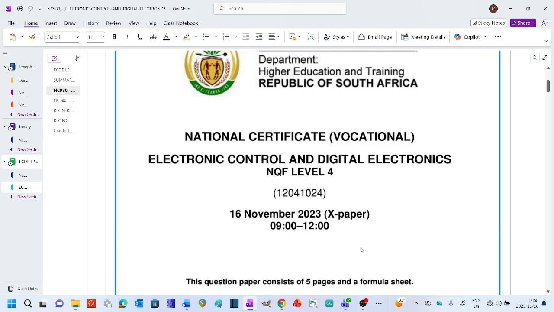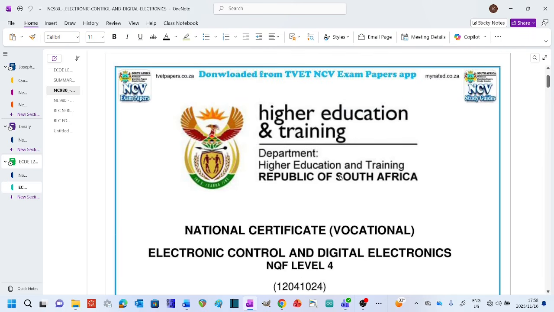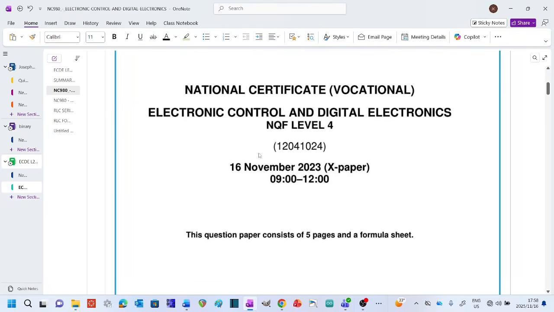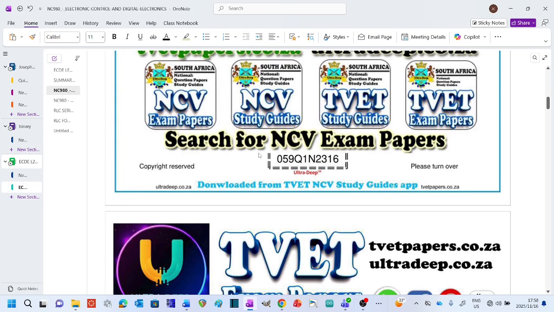All right. So for question 1, we're going to solve the 2023 question paper, 16 November 2023. This question paper was downloaded from the NCV exam paper app. It's an app on your app store. You just type NCV exam paper and you can download the app. Some of you I know have been using this question paper. Those of you who didn't have a chance or were looking for past papers can use the NCV exam papers app and download your question papers from there. All question papers are there.